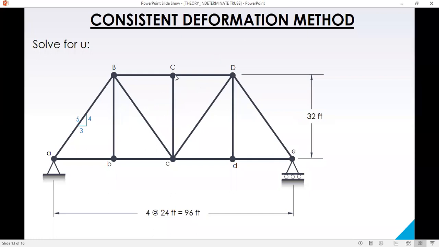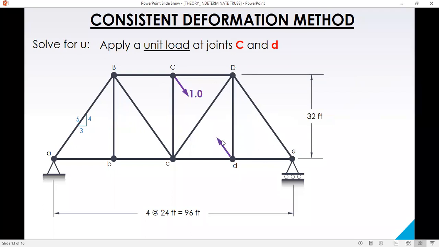Now, since our redundant is a member, we will apply unit load at two joints, joints C and D. Okay, apply a unit load at joints C and D. Now we'll assume the force is tensile. The value is 1, unit load. And at D, tensile also, 1. Now, we get the components of this.